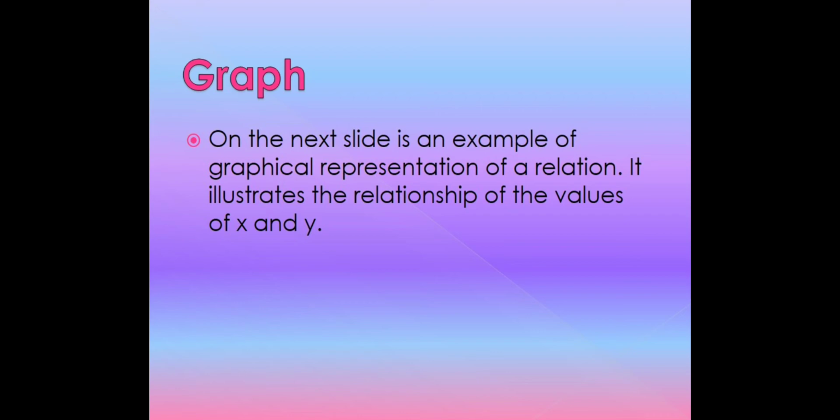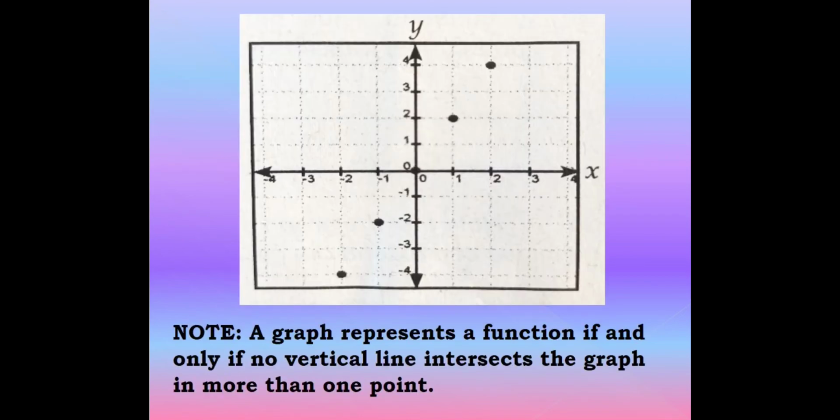And here is an example. By using any other representations, we can form this graph. So I know you are familiar with this. So we can represent a relation by graphing. But take note, a graph represents a function if and only if no vertical line intersects the graph in more than one point. And of course, if we have a graph, we have now the last representation of relation.